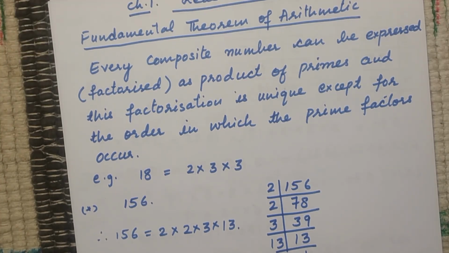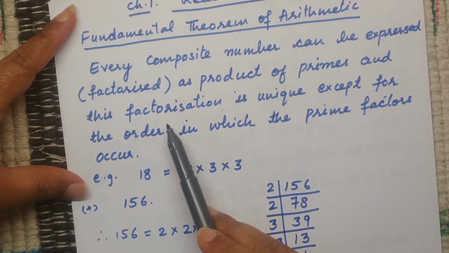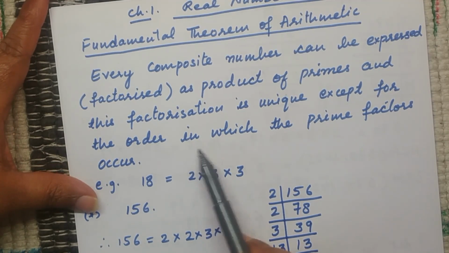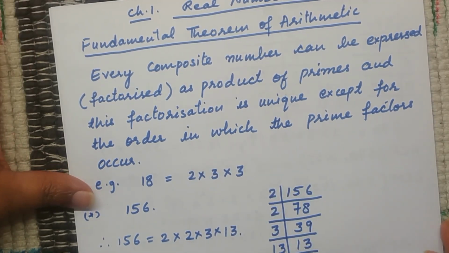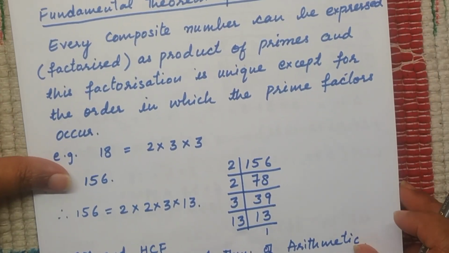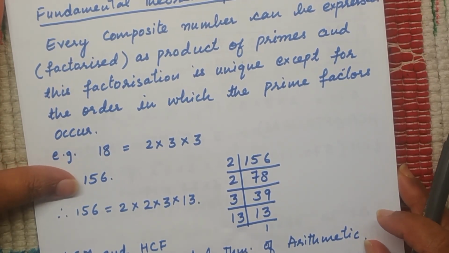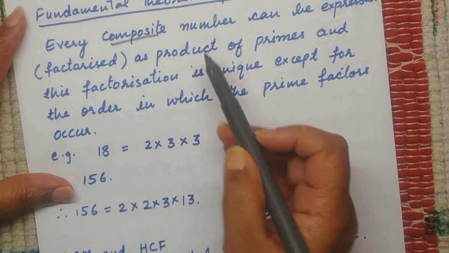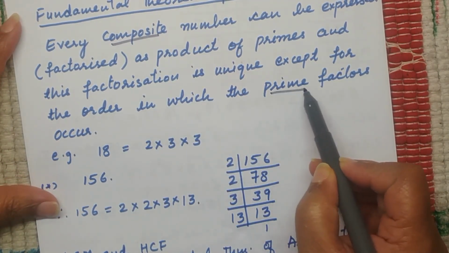Now, Fundamental Theorem of Arithmetic states every composite number can be expressed as product of primes, and this factorization is unique except for the order in which the prime factors occur. So before we understand this fundamental theorem of arithmetic, let us understand the terms composite and prime, which I think you all are aware of.